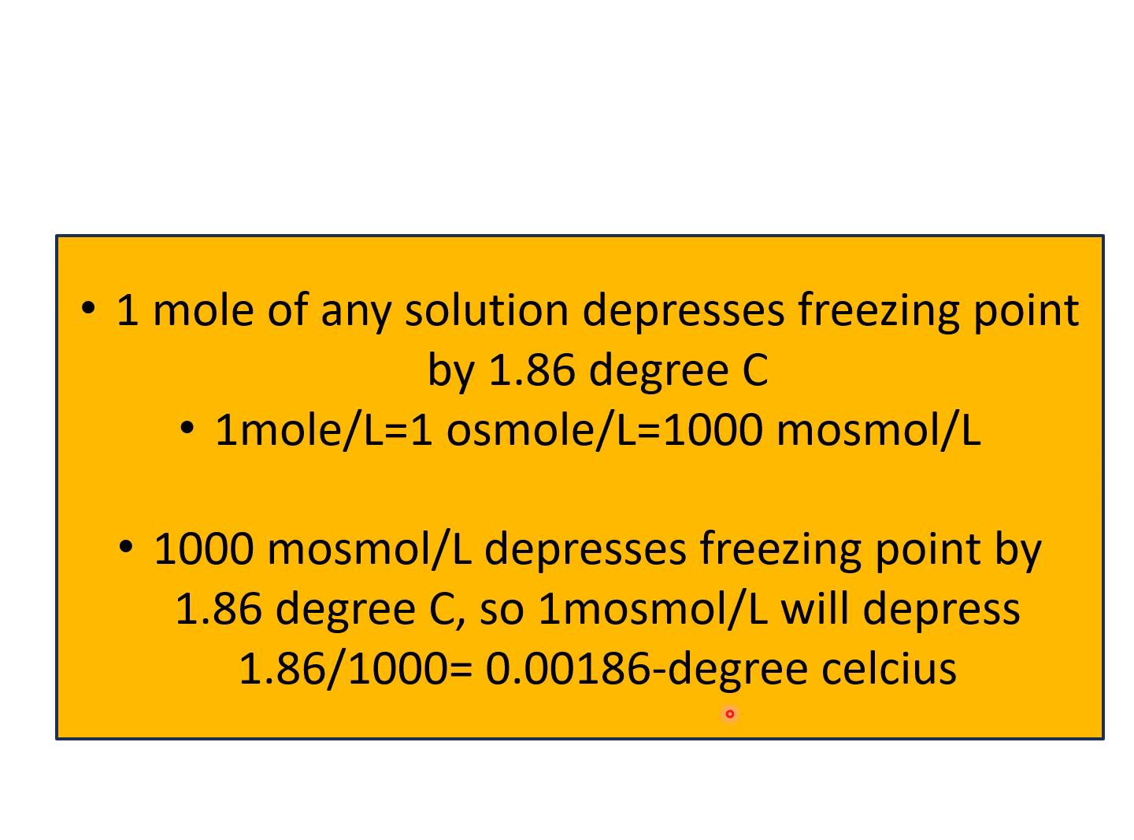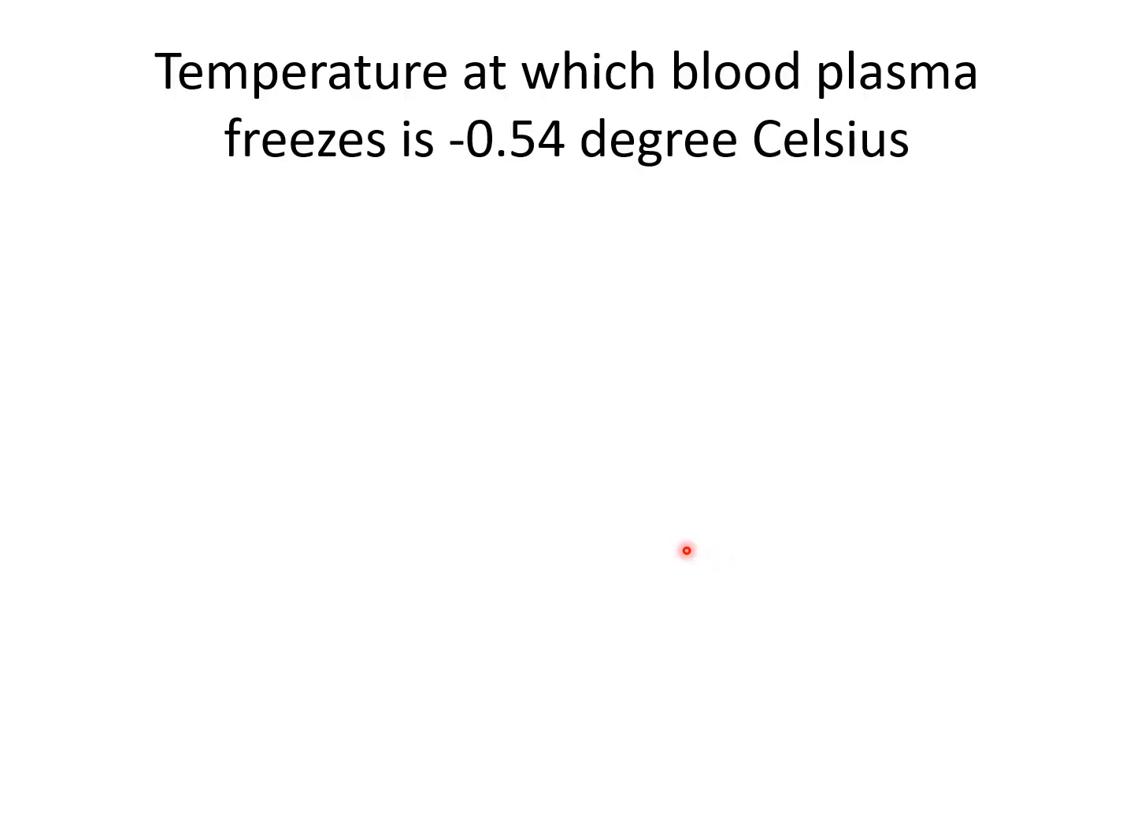How it gives the osmolarity, we'll see. First, remember that if we dissolve 1 milliosmole of solute in 1 liter of solution, the depression of freezing point of that solution will be 0.00186 degrees Celsius. Now, experimentally we have seen that blood plasma freezes at minus 0.54 degrees Celsius. So the freezing point depression is 0.54 in case of plasma.